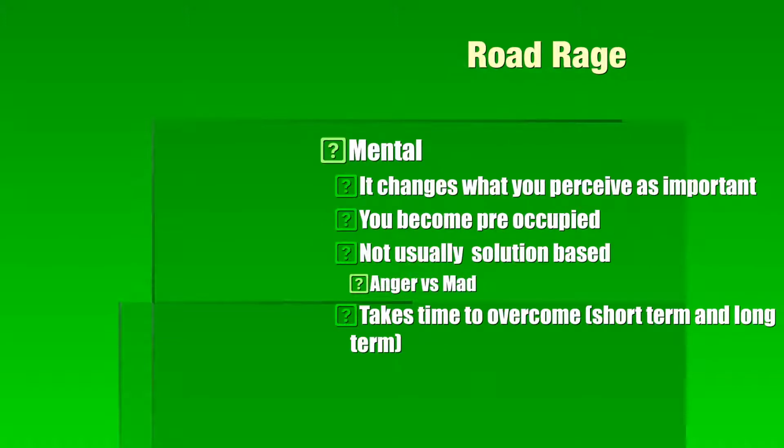So this I want you to write down. These next two slides I think are really important. The first part is that it's a mental perception. It changes what you perceive as important. Why is it that some people can see a situation and not be upset and someone else totally flips out? It's the same situation, but it's the way that they're interpreting what they see. So it is mental. It is up in your head.